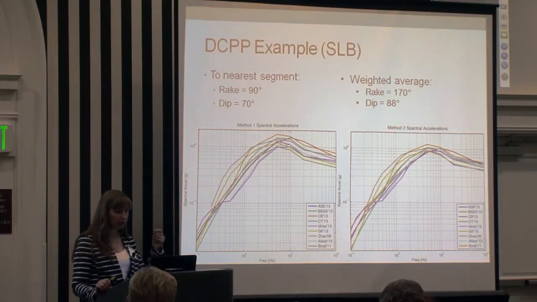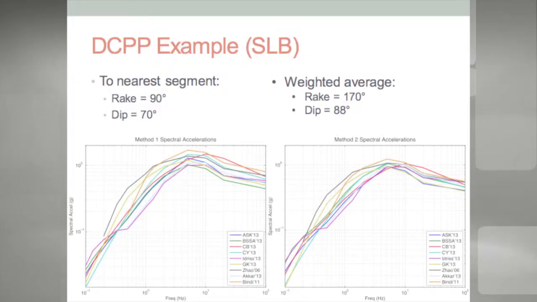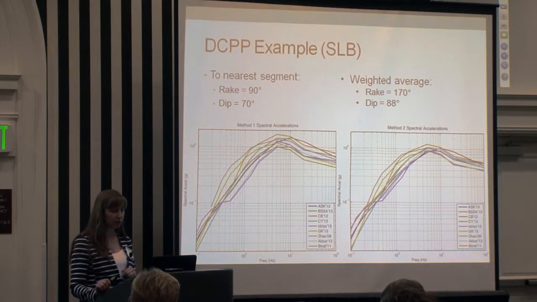Okay, so the response spectra for this. Again, the first method is to the nearest segment, so we're using the 90 degrees and the 70. Even though it's very small and you have a lot of strike slip, we're only using the 90 and the 70 for the entire system. For the weighted average, now you're seeing that the rake is 170 because you have such a great length of strike slip that now we're modeling it as a strike slip and it has a dip of 88 degrees. So you can see the difference in the response spectra. And I'll have some more comparison plots here in a minute.